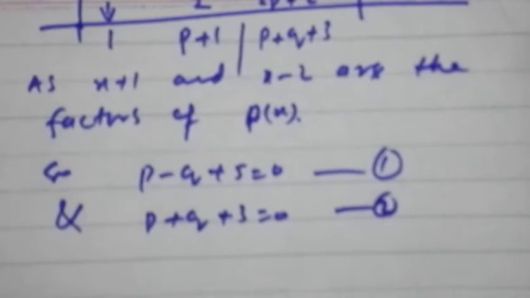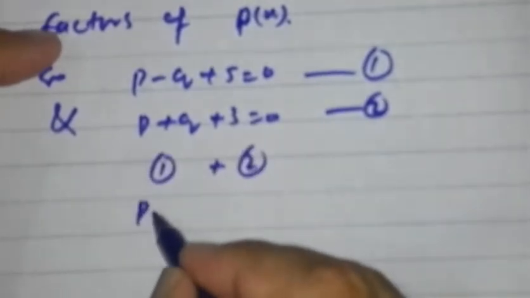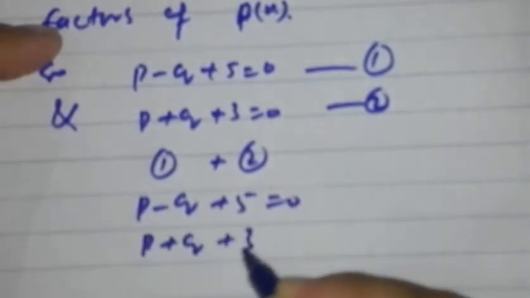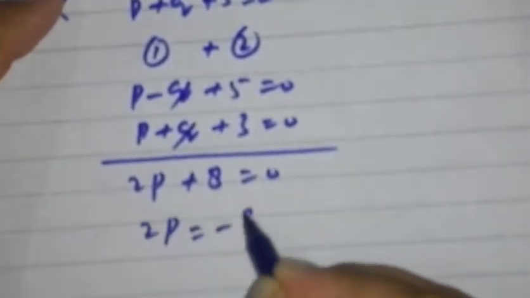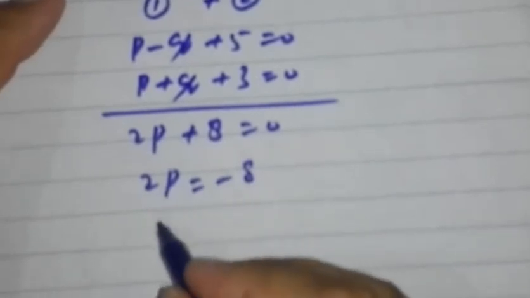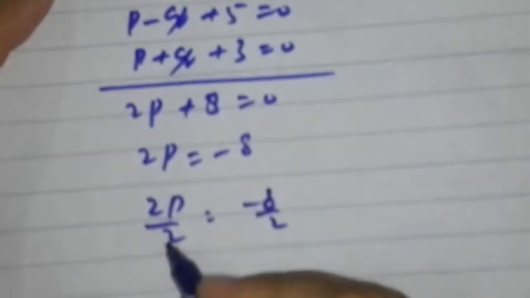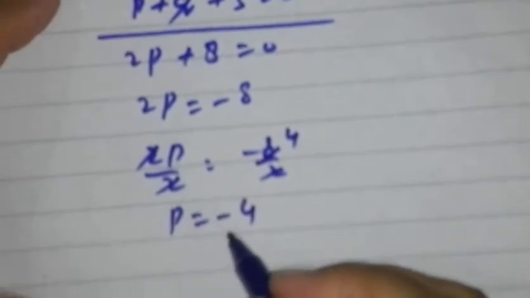Now we will solve these two equations to get the value of p and q. So add equation 1 and 2. P minus q plus 5 equals 0, p plus q plus 3 equals 0. This q cancels with this, we get 2p plus 8 equals 0. Shift 8 to the right side, 2p equals minus 8. Divide both sides by 2, 2p by 2 equals minus 8 by 2, we get minus 4. P value is minus 4.